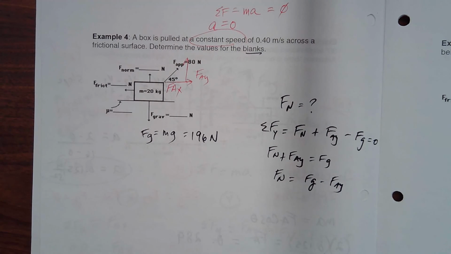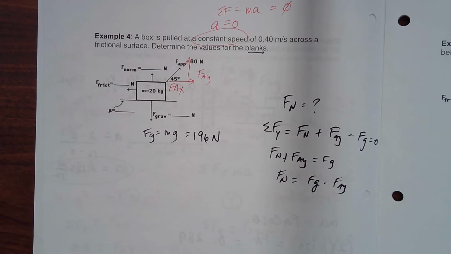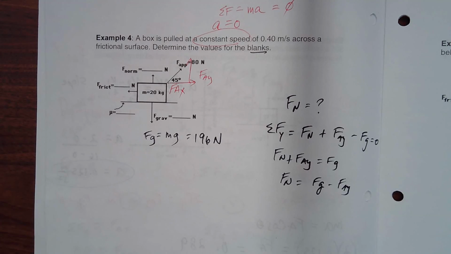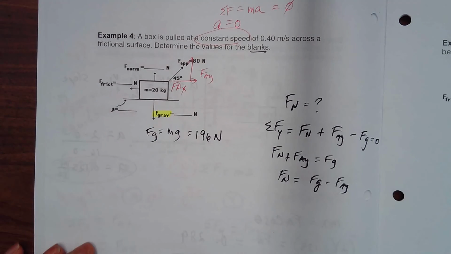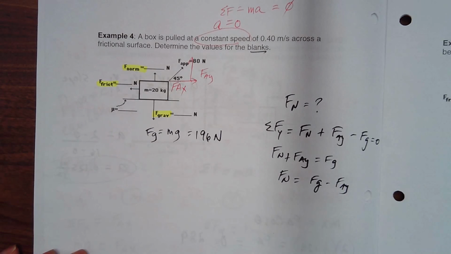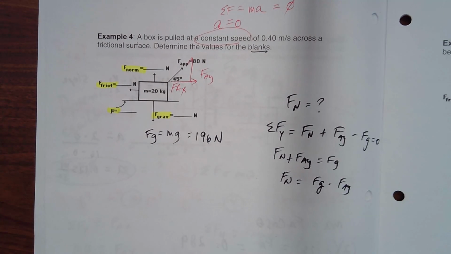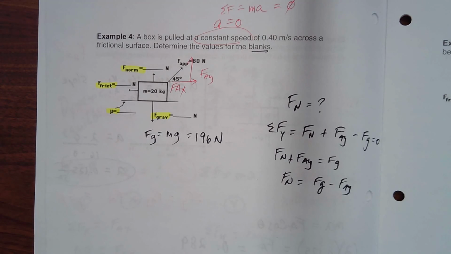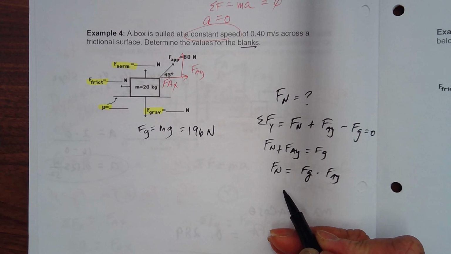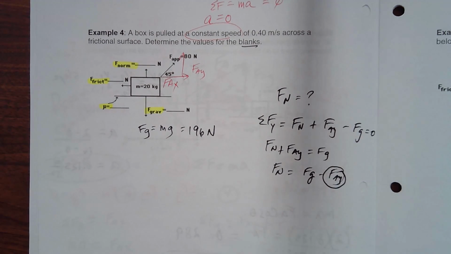Do we know the applied force? Applied force is 80 newtons, right? So the blanks that we need to figure out are: you need to find your Fg, done. We need to find Fn. We need to find friction and mu. So we need 4 things in this question. So we got the Fg. We have to find the Fn, but first we need to find this. How do we find the Fa of y?